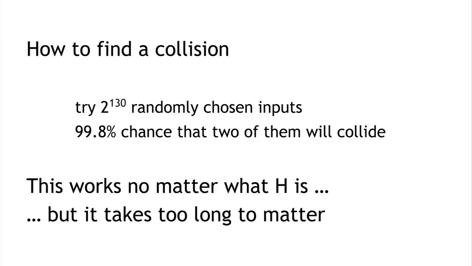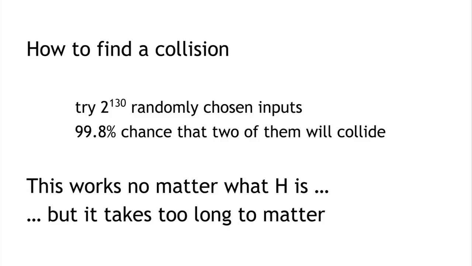But this doesn't really matter. And the reason it doesn't really matter is that this procedure takes 2 to the 130 steps in order to get to that high probability. So we can say something like this. We can say that if every computer ever made by humanity was computing since the beginning of the entire universe up to now, the odds that they would have found a collision is still infinitesimally small. So small that it's way less than the odds that the Earth will be destroyed by a giant meteor in the next 2 seconds, which didn't happen. Okay, so we know how to find a collision, but this method takes too long to matter.